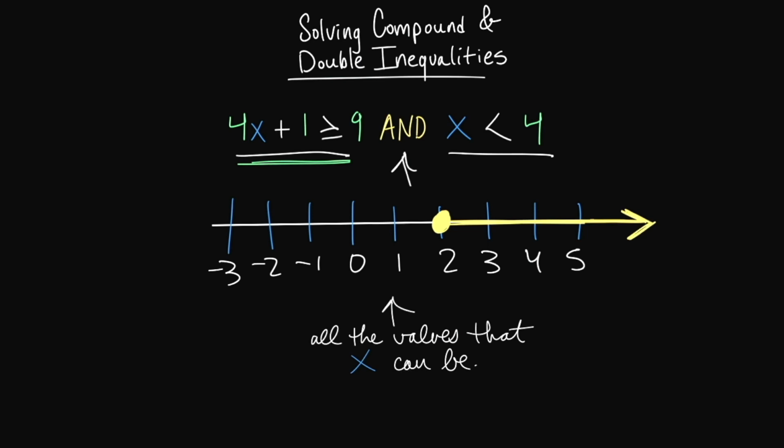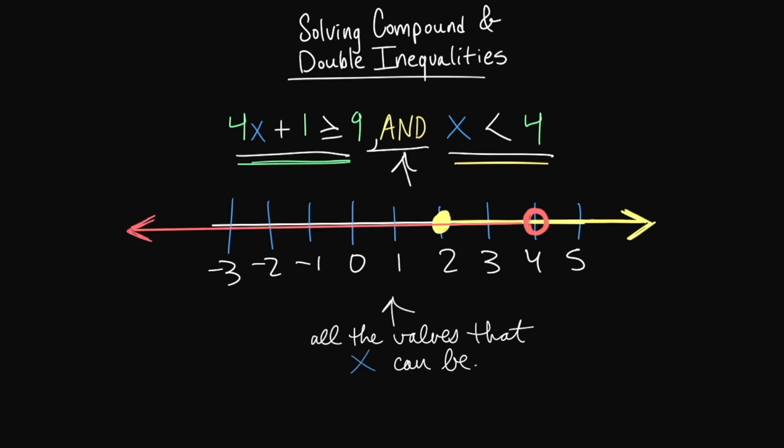Okay, now let's look at this one on the right. x is less than 4. Well, x is already solved. We know what it is. It's defined as anything being less than 4. Start at 4, but not include 4, so we don't fill in the circle. And then it's going to be anything here below 4.